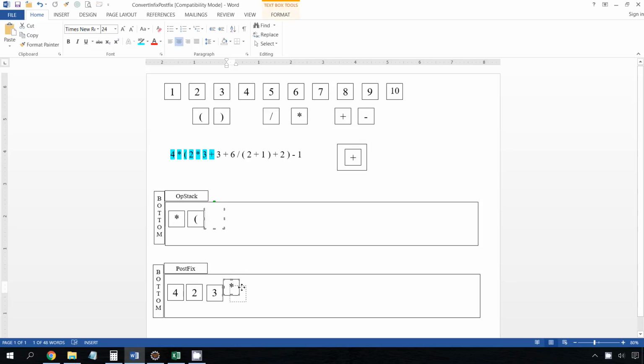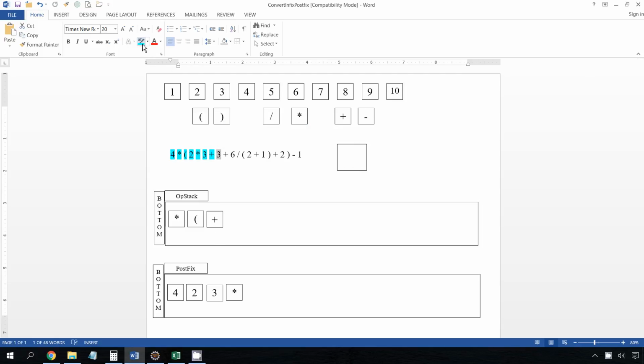So that's true, right? Multiplication has higher precedence than addition, so we need to take it off the op stack and push it onto the postfix. And we repeat that process as long as there's a mathematical operator on the top of the op stack. Now when we look back at the op stack, we have a left paren, so we're done. So now we just take this plus sign and we push it onto the op stack.